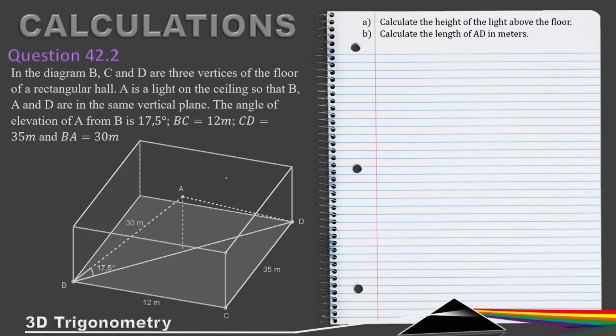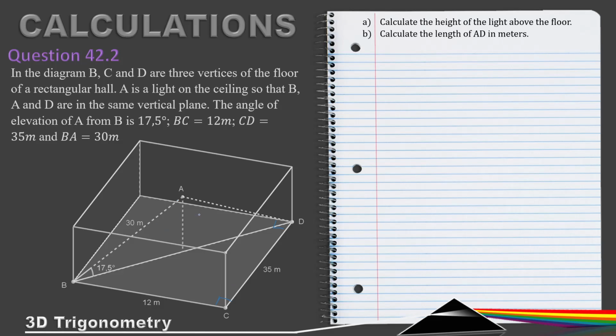So question 42.2. In the diagram, B, C, and D are three vertices of the floor of a rectangular wall. So just to stop there, rectangular wall means these are right angles. Then A is a light on the ceiling so that B, A, and D are in the same vertical plane. So B, A, and D form a triangle that's standing upright, if you think about that. And the angle of elevation of A from B is 17,5 and BC is 12. Where's BC? BC is 12, CD is 35, and BA is 30.